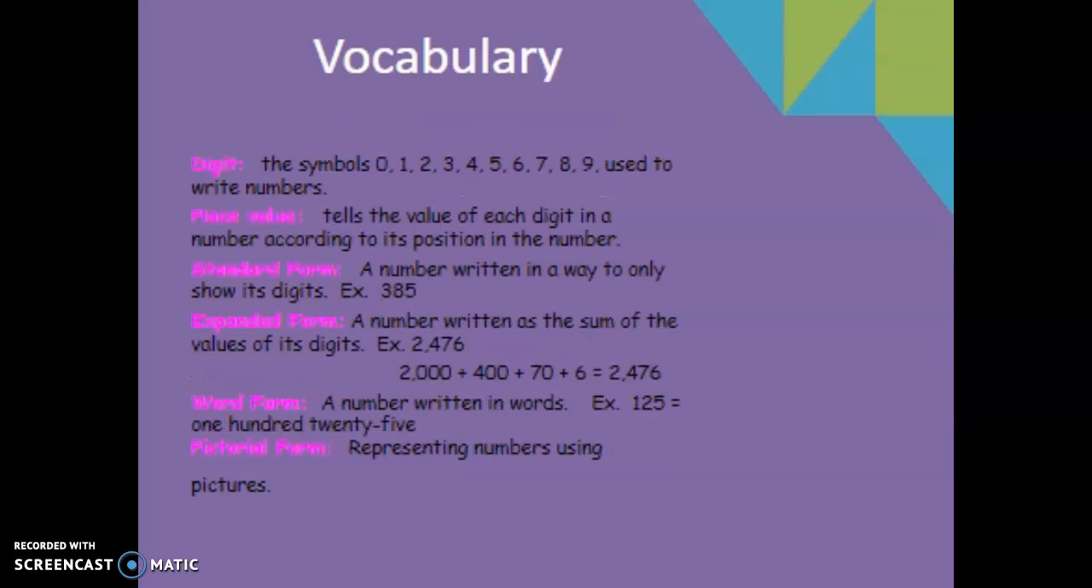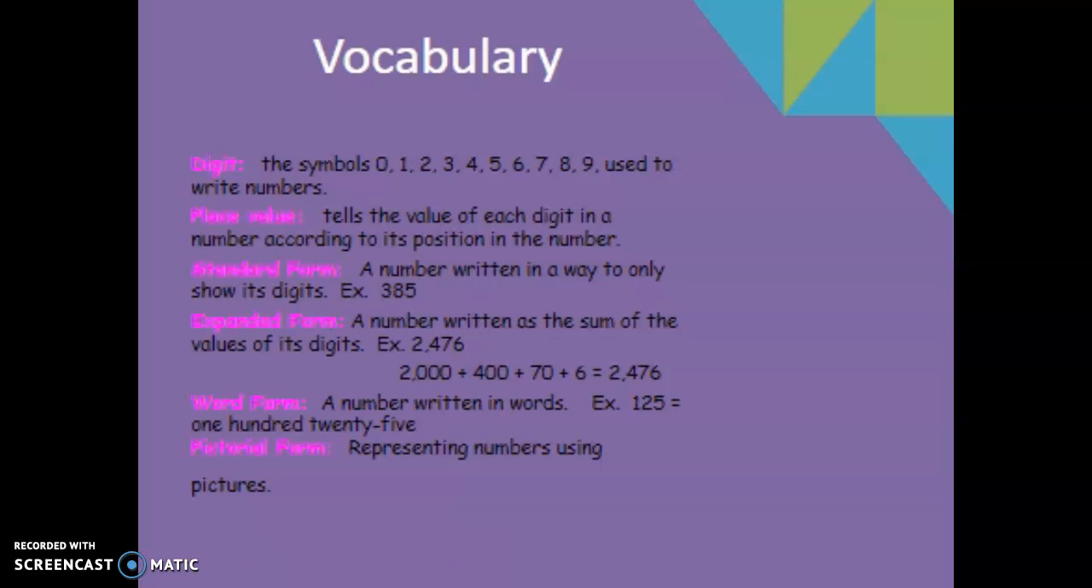So let's go to our vocabulary screen. The only new one that has been added is the pictorial form. It's representing numbers using pictures. So I can draw pictures. I can use manipulatives to show pictorial versions of that form of number. So today I am going to be focusing on the pictorial form, expanded form, and the standard form in this particular lesson. So we're just going to start right out.